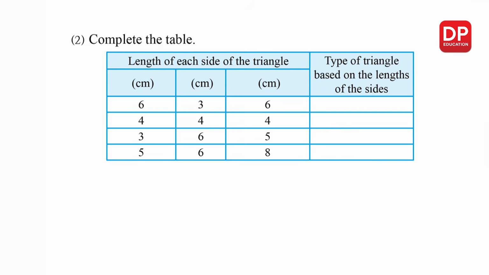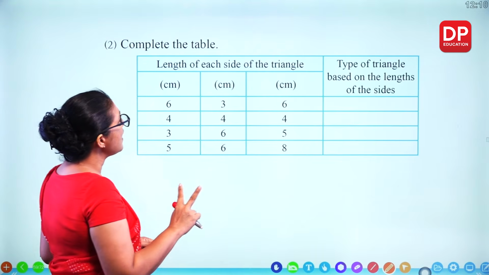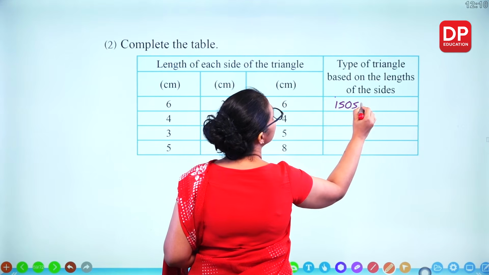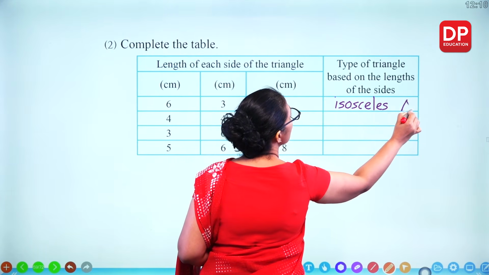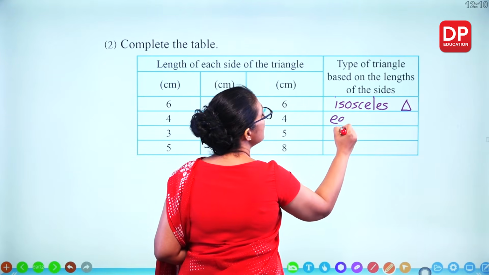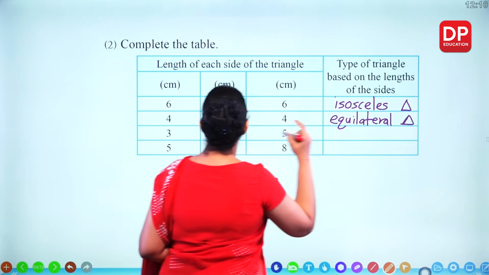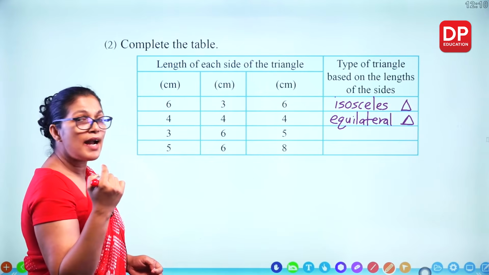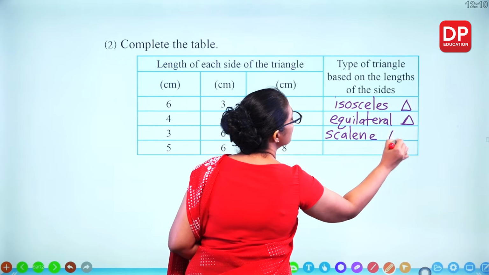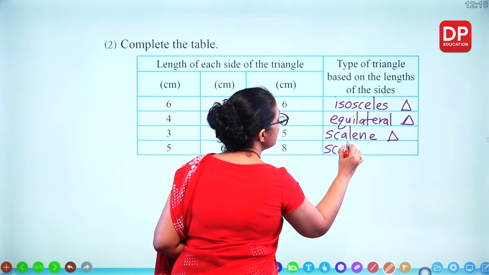Complete the table. Lengths are given. 6, 3, 6. Two sides are equal. What's the type of the triangle? Isosceles. 4, 4, 4. All lengths are equal. Equilateral triangle. 3, 6, 5. All are different. Scalene. 5, 6, 8. All are different. Scalene.